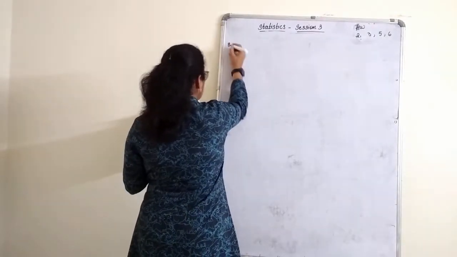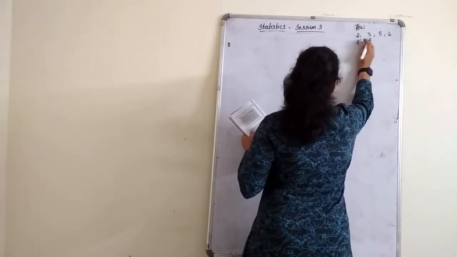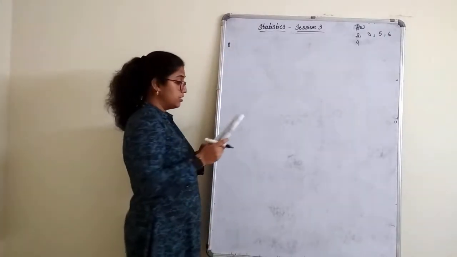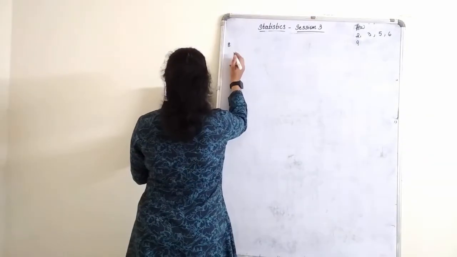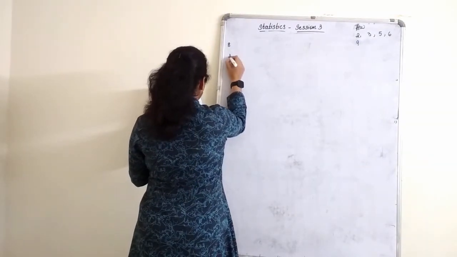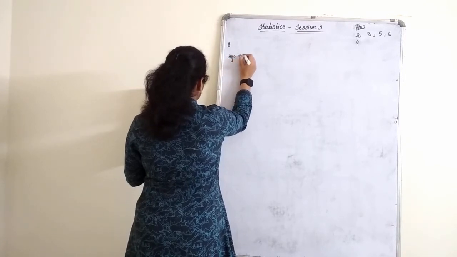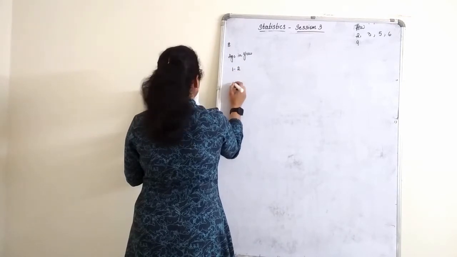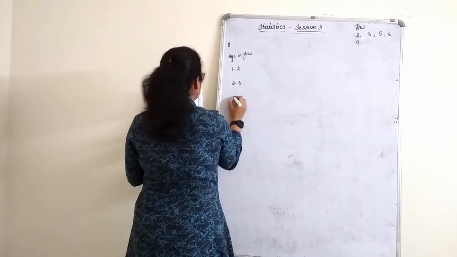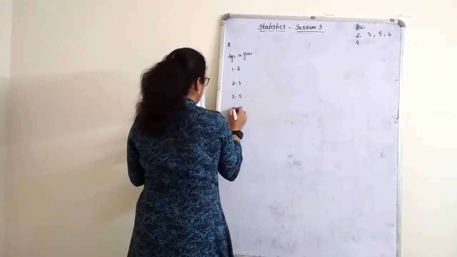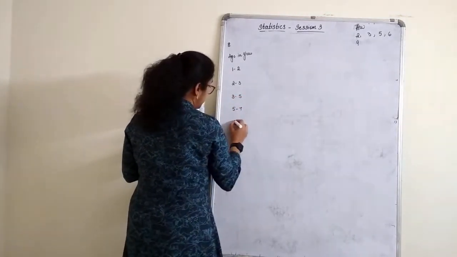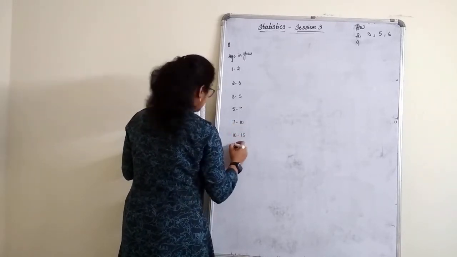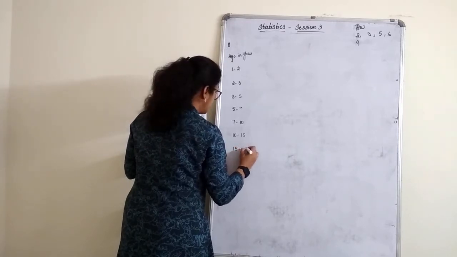The 8th one, the 9th one I'll mark for homework, children, but I will give you the tabular column. You have to only plot the graph, okay? So half will be done by me, the 9th one. So age in years: this is 1 to 2, 2 to 3, 3 to 5, 5 to 7, 7 to 10, 10 to 15 and 15 to 17.